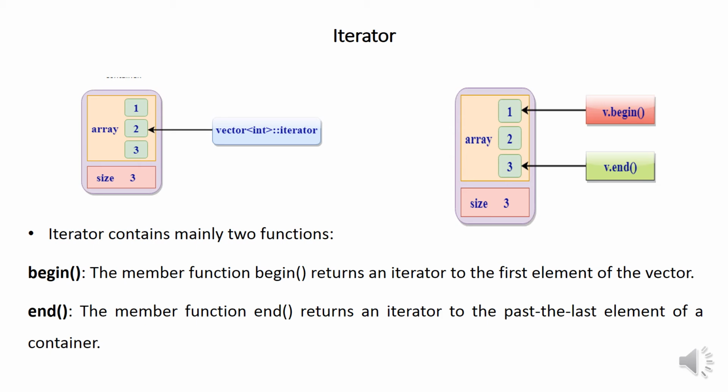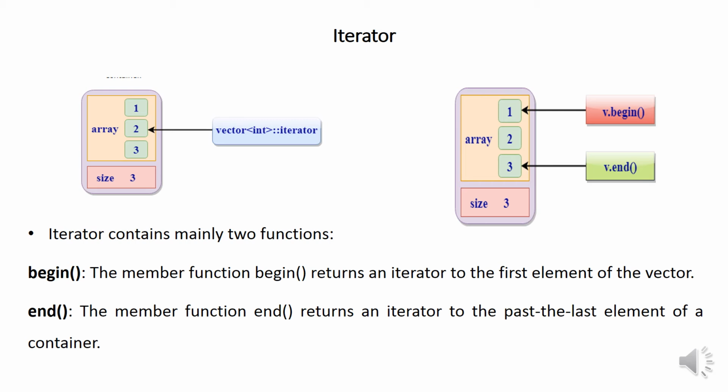So an iterator consists mainly of two functions. The first one is begin and the second one is end. It is very easy. When we have to access an element from the vector array, at the beginning we use the begin function. The begin member function returns an iterator to the first element of the vector.